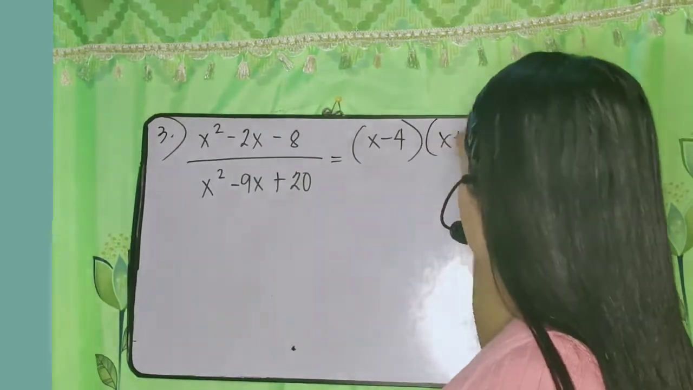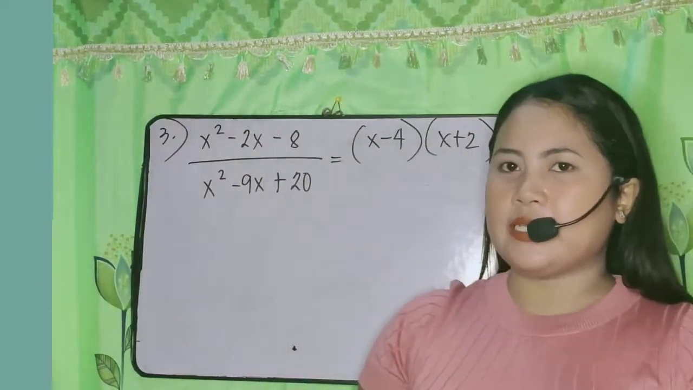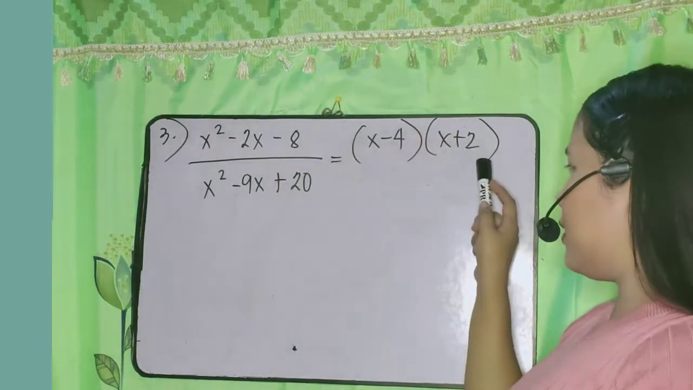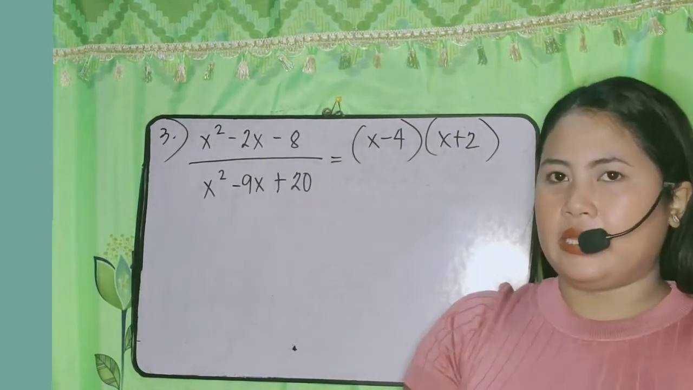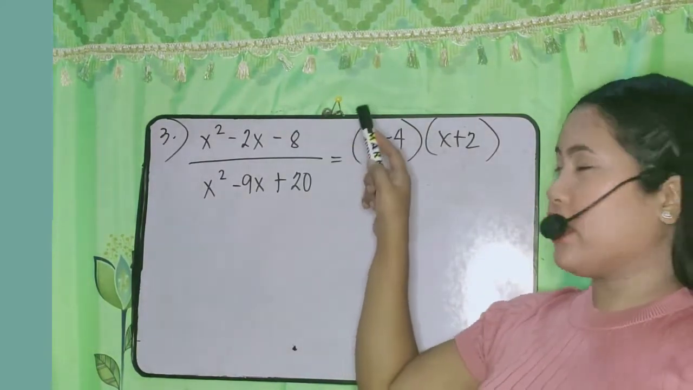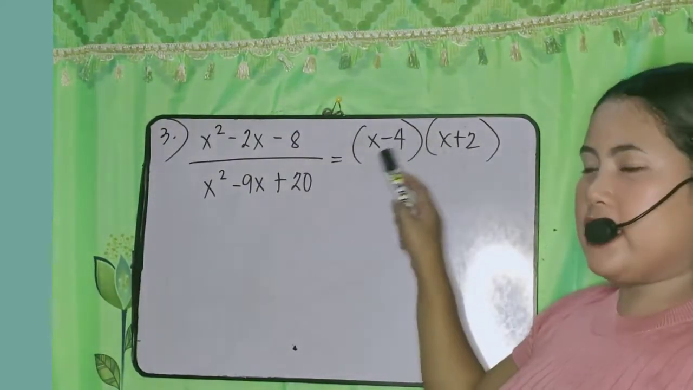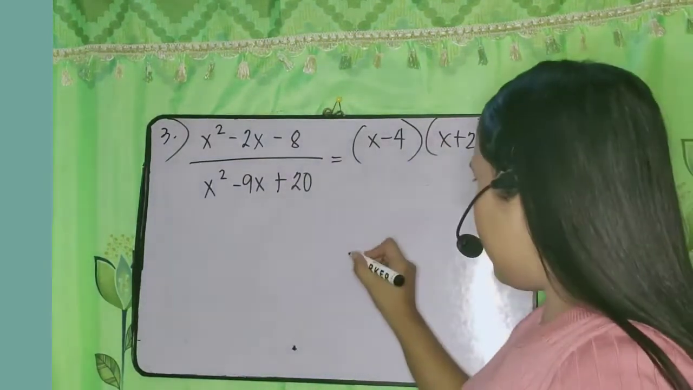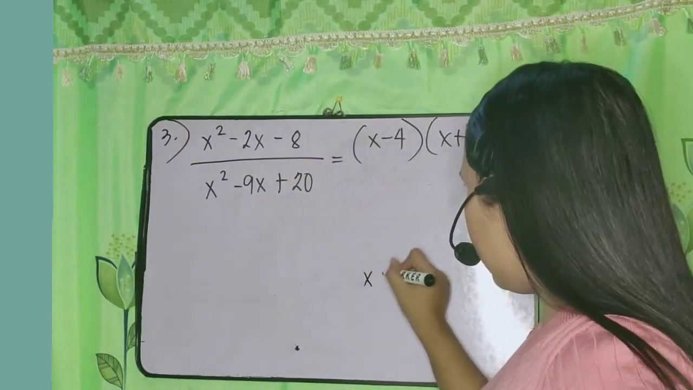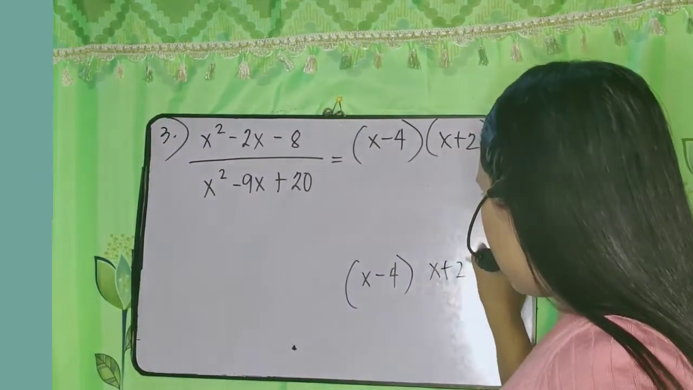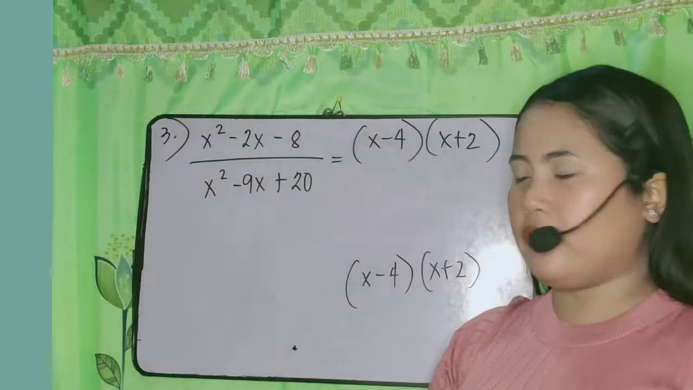Okay, so this is what I mean by trial and error. Let's say this is the factor we got, x minus 4, then x plus 2. For us to know that this is the correct factor of the given polynomial, we're going to simplify it by using the FOIL method. So, let's solve it. x minus 4 times x plus 2. Let's use the FOIL method.